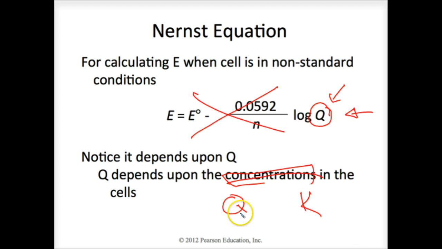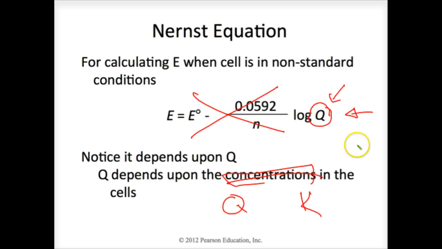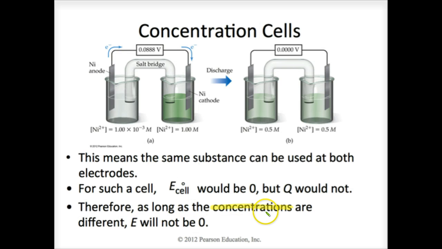Ultimately, if I change conditions, so I change the reaction and I take it away from equilibrium, if I change concentrations, I change Q because Q will not be 1. Again, remember log of 1 is 0. So if I change the concentrations, meaning I can have the same substance at different concentrations, well, this ties in directly with what we've talked about with Le Chatelier's.